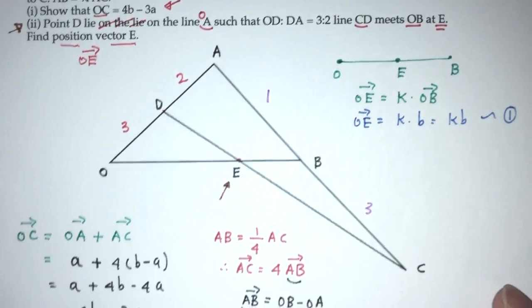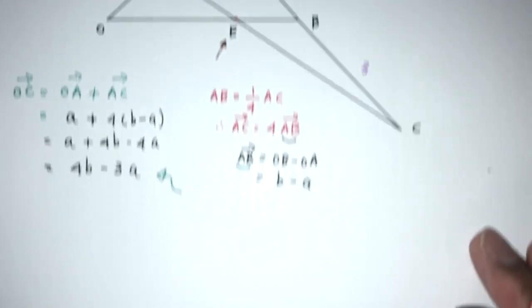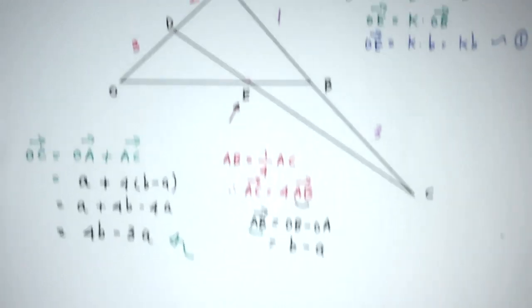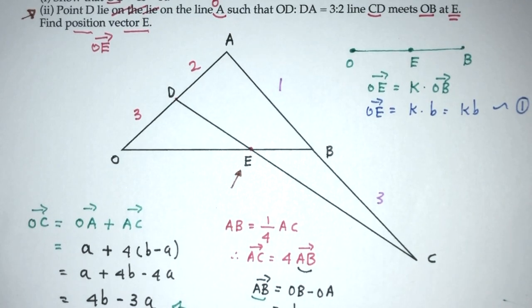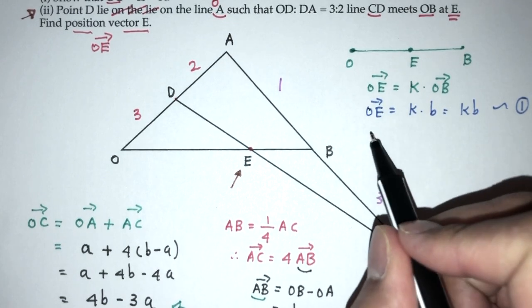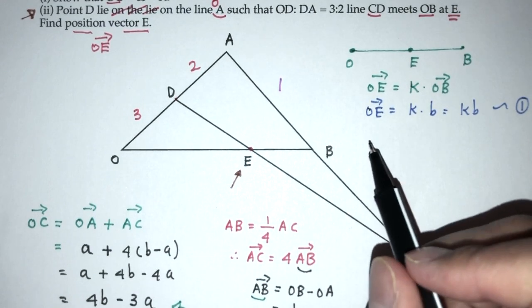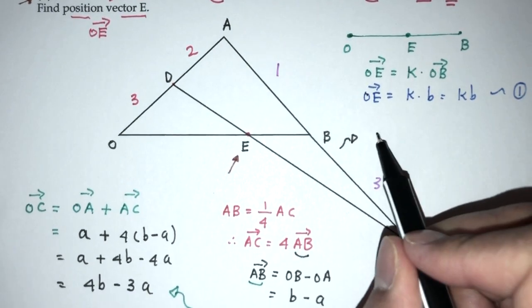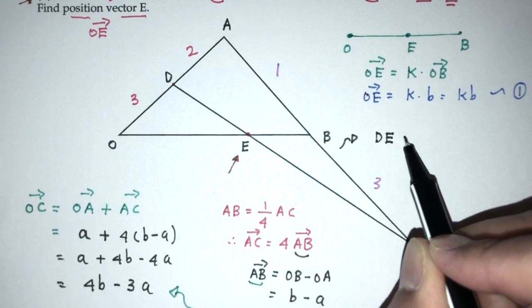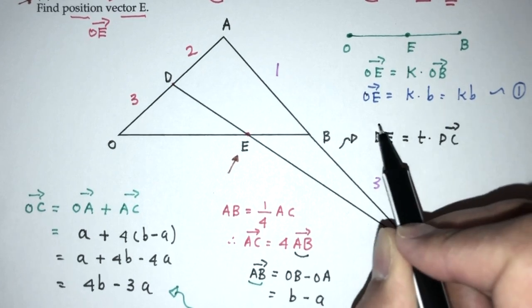Now next one, let's see what can we use. Let me use D, E, C because they join to form the point E, right? As we can see here, we can form another equation. Because we know that these 3 points are on the same line, they are collinear points, we can conclude and form an equation that is helpful for us. I can say DE is a multiple, let's use T, of DC. Okay, so that is one of the equations you can form.